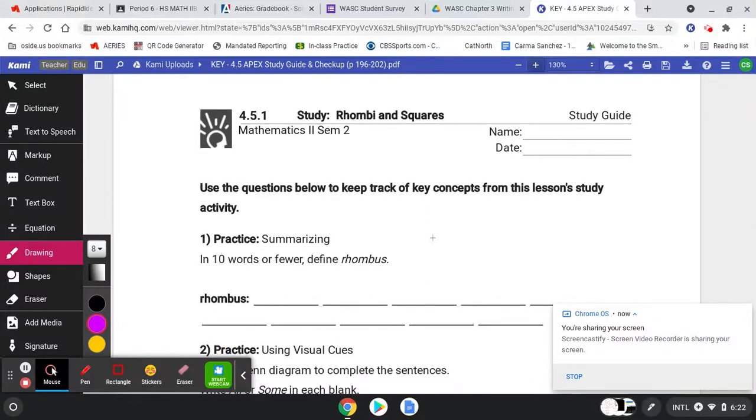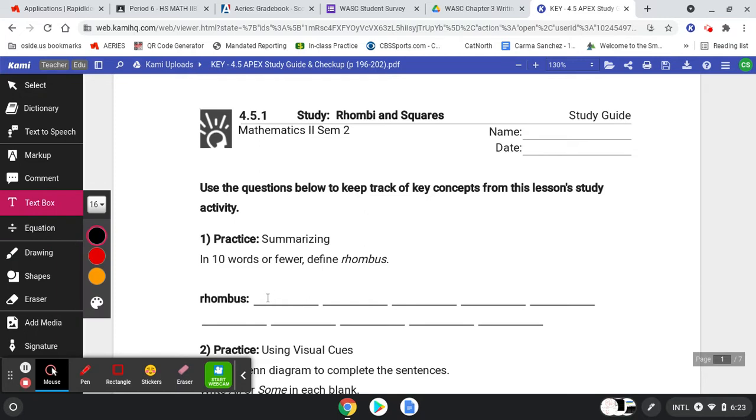All right, we're now on 4.5, and we're looking at rhombi, that's the plural of rhombus, and squares. So again, this is just a more specific parallelogram, just like we did yesterday on rectangles. Let's go ahead and write a definition. I'm actually going to use the text box.